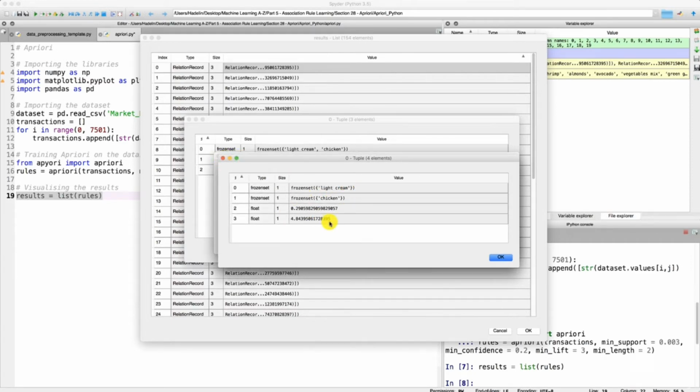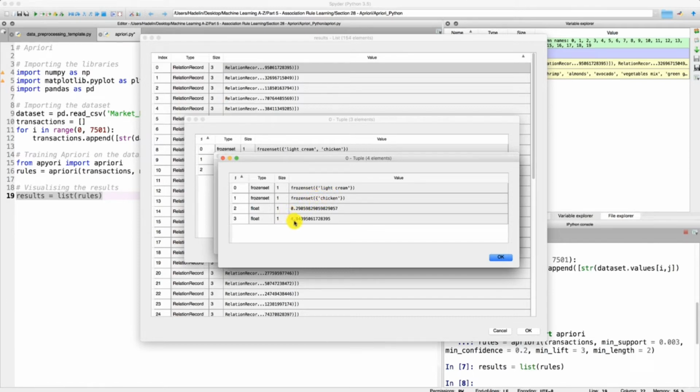All right, so that table gives us a clear look at the rule, because we can see that the left-hand side of the rule is light cream, then the right-hand side of the rule is chicken. So that means that if people buy light cream, they're likely to buy chicken. And then we have the confidence of this rule, which is 29%. So that means that if people buy light cream, they have 29% chance of buying chicken.